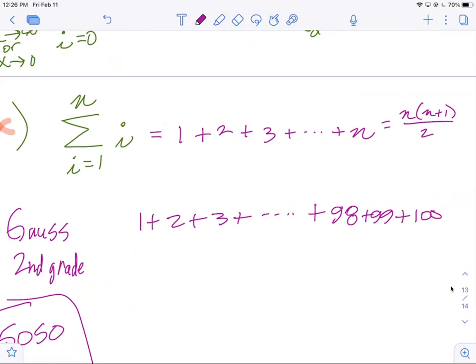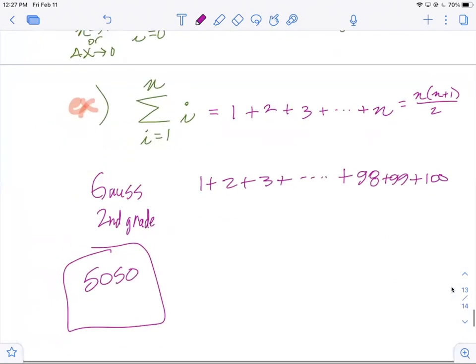So for us, when n was 3, we just added up 1 plus 2 plus 3, which was 6. But what do you get when you plug a 3 into that formula? 3 times 4 is 12, divided by 2 is 6. It works. But what if n is 100? That's 100 times 101 divided by 2. Well, that's 50 times 101, which ends up being 5050. So you could do it by formula.